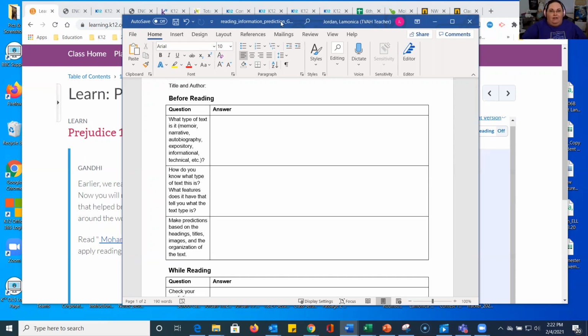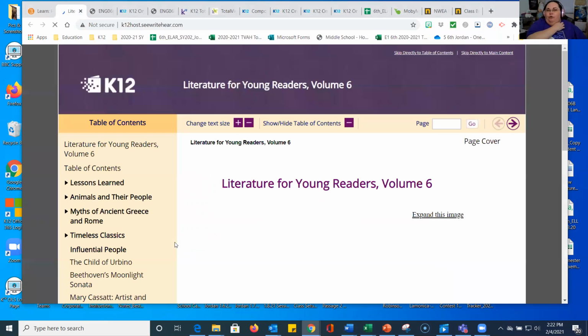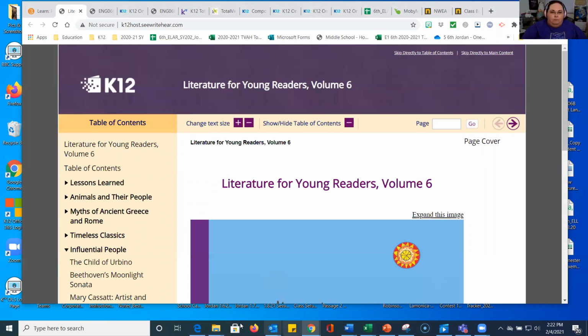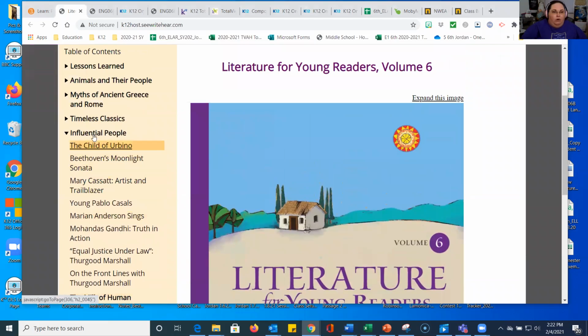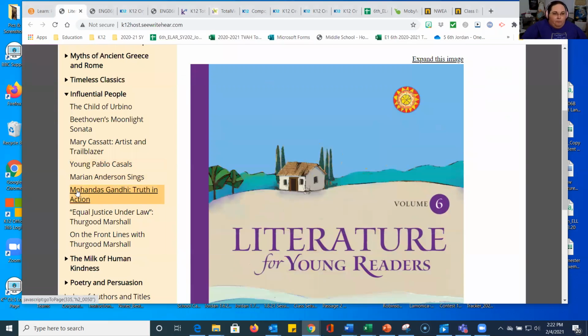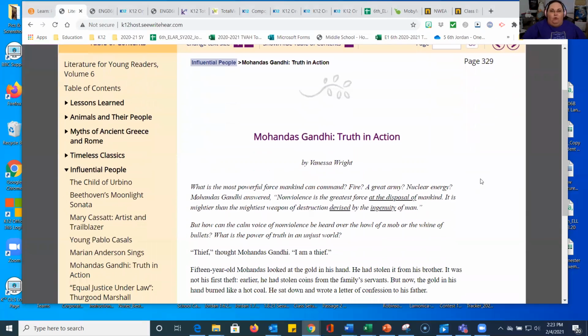So I'm going to pull this off to the side. Here's our story, so go ahead and click on it. That's where you find your story. If it doesn't take you right to the story and we've got the main page here, we know Influential People is the unit we're in, Unit 1. And there it is, Mahatma Gandhi, Truth in Action. It's located on page 329 in your textbook if you actually have a physical one.